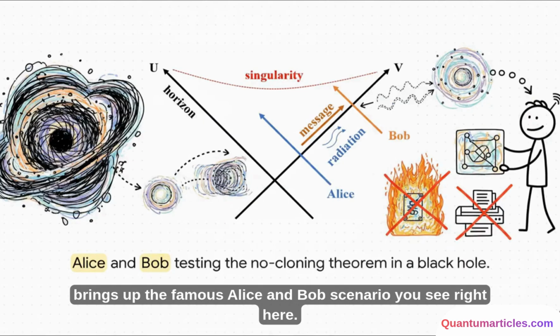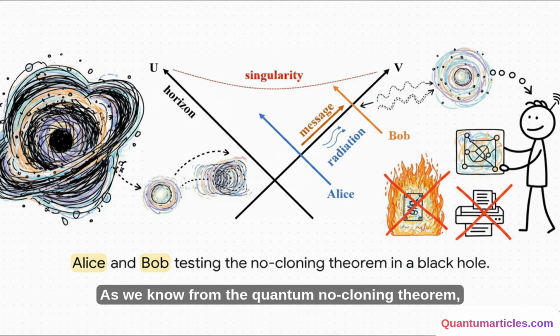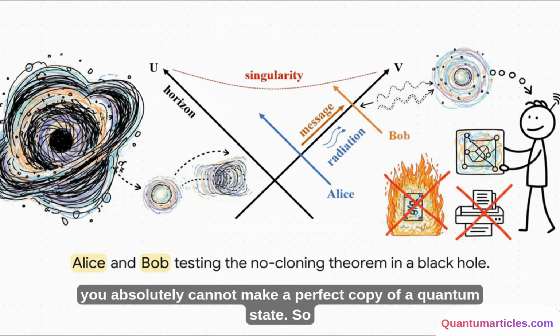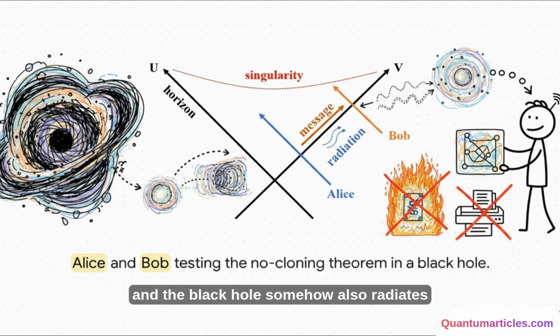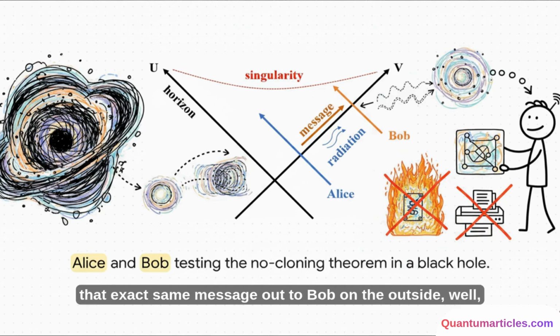This brings up the famous Alice and Bob scenario you see right here. As we know from the quantum no-cloning theorem, you absolutely cannot make a perfect copy of a quantum state. So if Alice falls into the black hole holding a secret quantum message, and the black hole somehow also radiates that exact same message out to Bob on the outside, well, we have an illegal clone.